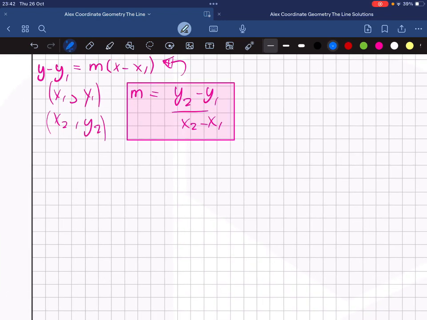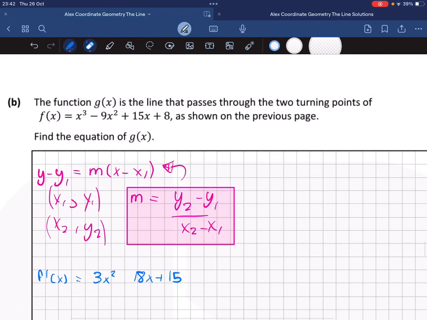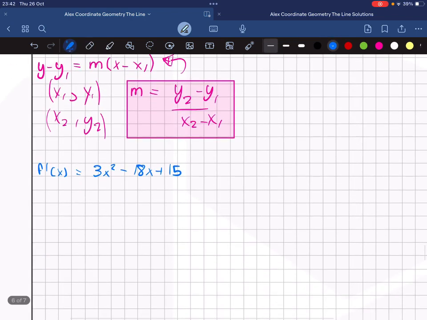So first of all, f prime of x, well, that's equal to 3x squared plus 18x plus 15. Double checking it. 3x squared minus 18x plus 15. So that should be a negative sign. Now, we can solve this by equaling to 0. And then first of all, I'm going to divide the whole thing by 3. So I get x squared minus 6x plus 5.